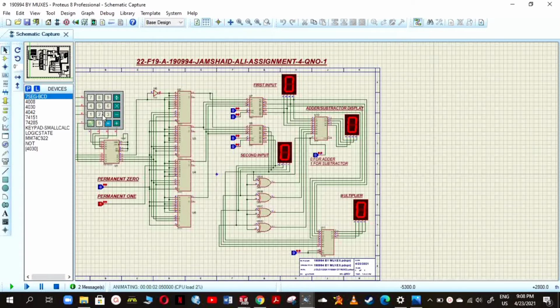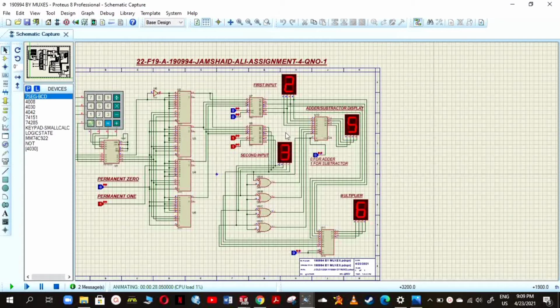Now you can see if I apply 2 on input, and then give a cycle to our D latch, then 2 will display on our first input. And if I apply 0 again and give it a 0 cycle, then our input is stored here. Now I can apply the second input to get those three operations: adder, subtractor, and multiplication. If I apply another input 3, and then give a cycle to another D latch, then 3 will display on the second input.